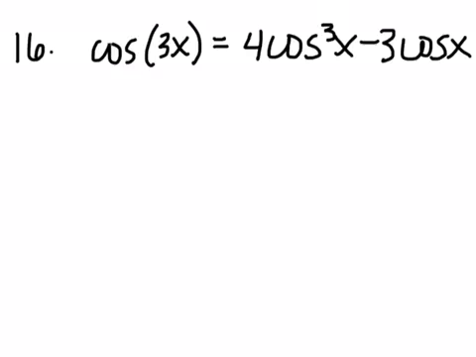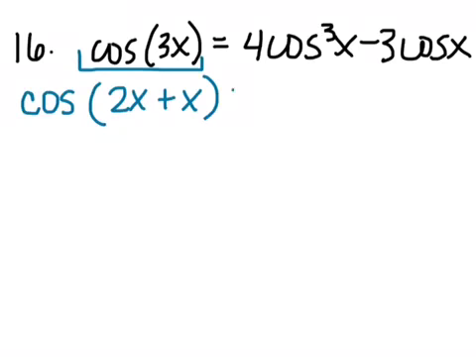Number 16 has a cosine of 3x on the left side, and that's actually what we're going to use to expand. This one's a little tricky, but I think we've done a couple like it in class. So the first thing we're going to do is change cosine of 3x into cosine of 2x plus x. And again, I'm trying to match the other side of my equation. So now that is going to allow me to use the sum identity for cosine.